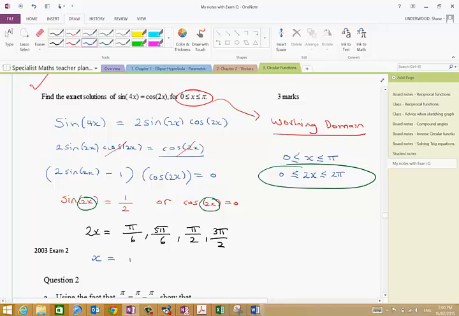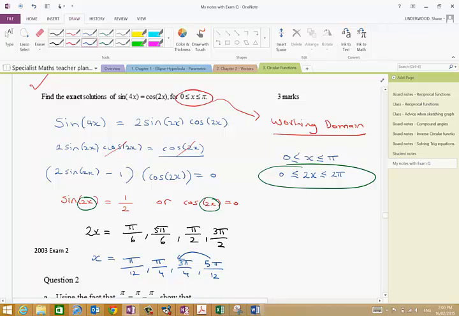So I'm going to have pi on 12 first, pi on 4, then I'm going to have 3 pi on 4, and 5 pi on 12. Well, that's not in order, is it? I should have had this one over here.